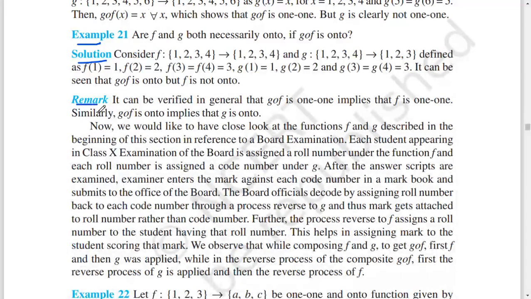Remark: it can be verified in general that g∘f is 1-1 implies that f is 1-1. Similarly, g∘f is onto implies that g is onto.